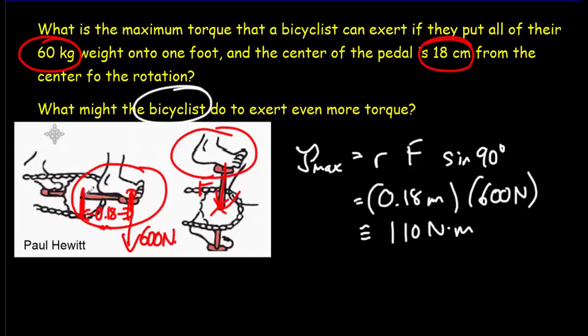Well, one thing they could do is increase the lever arm distance here and have longer pedals. You might also talk about the gears and changing the radius of those gears to exert different amounts of torques. You might also talk about a person could grip the frame of the bicycle and push down with their muscles and thereby exert a bigger force than their own weight.